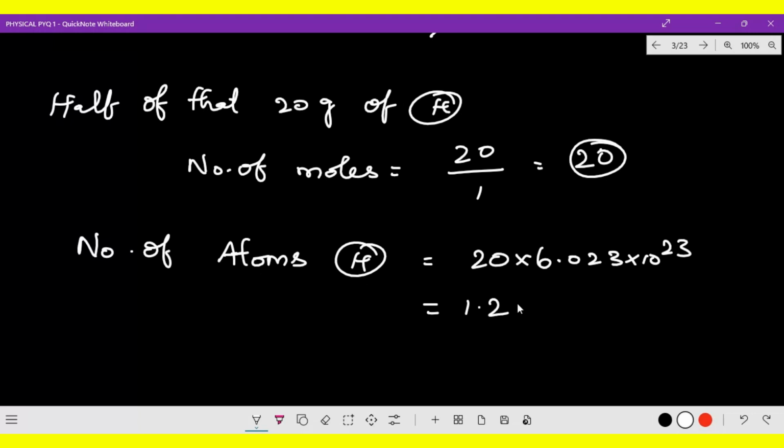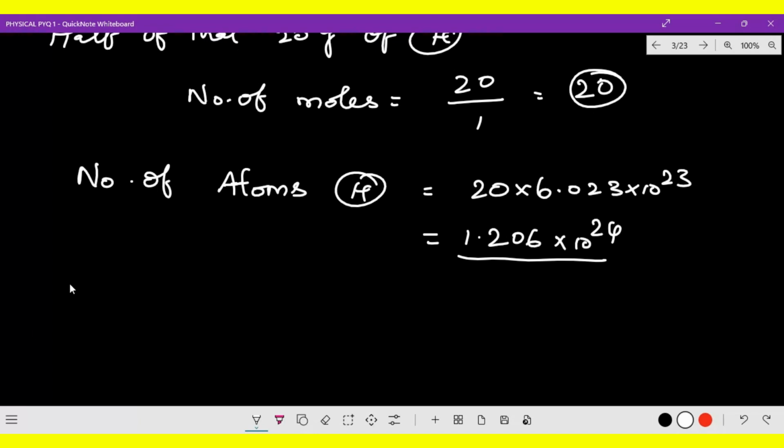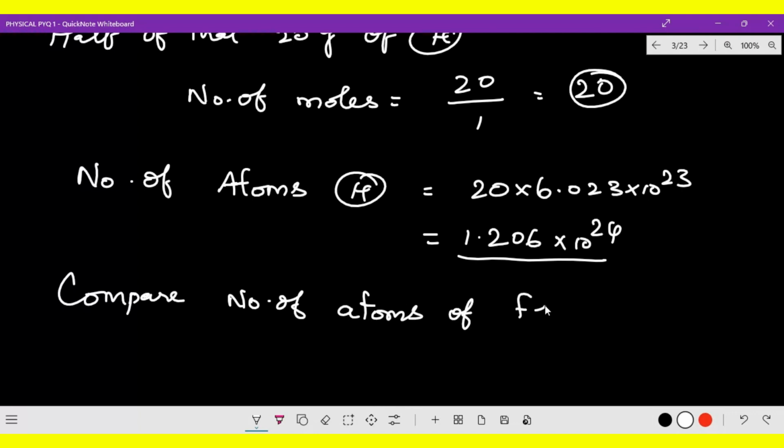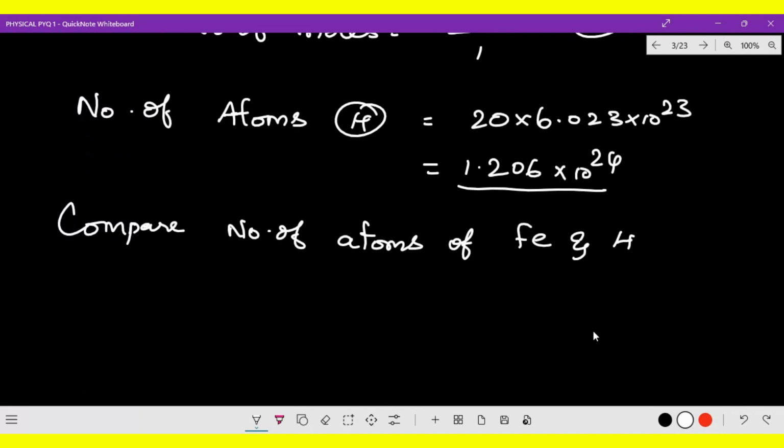So 1.206, right? Into 10 to the power of 24, because 12, no, we just bring it one digit before. So 24. So this is 1.2. So now we have to compare both. So what is it? Both we have to compare. Number of atoms of iron. Why do we compare? Because in the question it has been given. So iron and hydrogen.